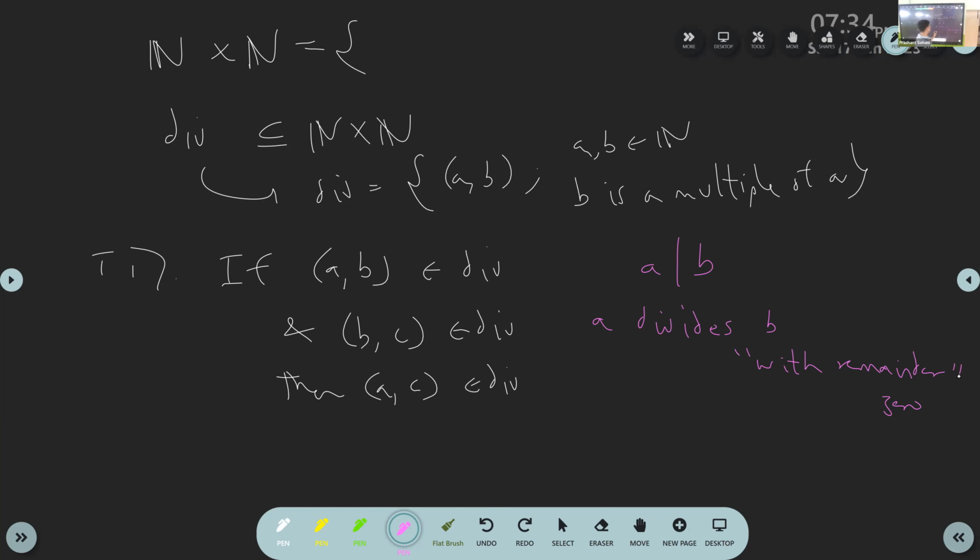So for example, 5 divides 10. 5 divides 5 also. 1 divides anything, correct? 1 will divide any natural number. Does every natural number divide itself? Yes, right. So you see that when we are writing the symbol, at the back of the mind, this div set is what is operating, but for convenience we are using this notation.